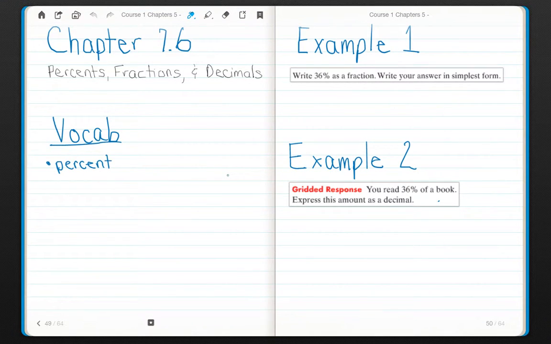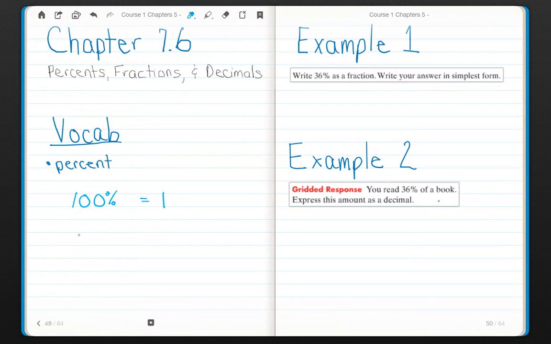Chapter 7.6, Percents, Fractions, and Decimals. So the only vocab for today is a percent. If percents are new to you, then let's do a quick review. A percent is a ratio that compares a number to 100. So, for example, 100% is always equal to 1 of something.